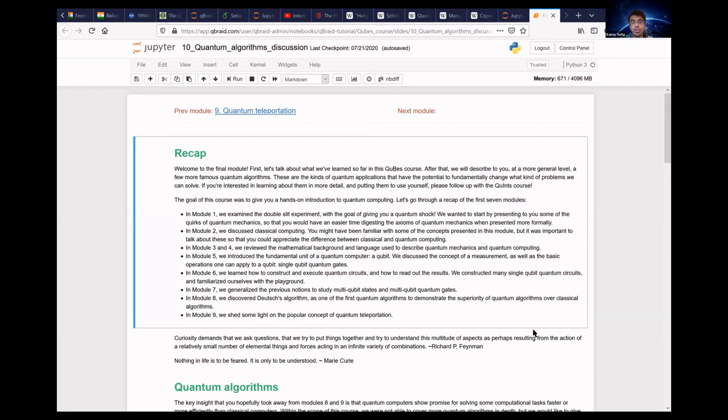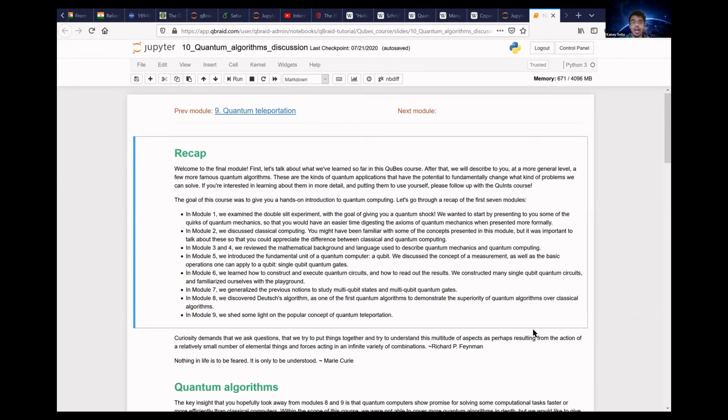we told you about classical computing because we wanted you to know a little bit of background. In order to appreciate quantum computers, it was necessary to understand a little bit better the classical computing. And then in the third or fourth module, we developed the mathematical background and the language that we would need to describe a lot of stuff in quantum mechanics and quantum computing, which then we moved out to talk about the fundamentals of quantum computing.